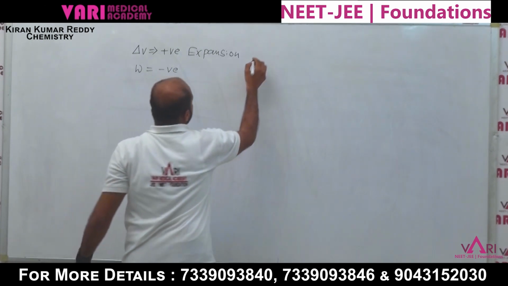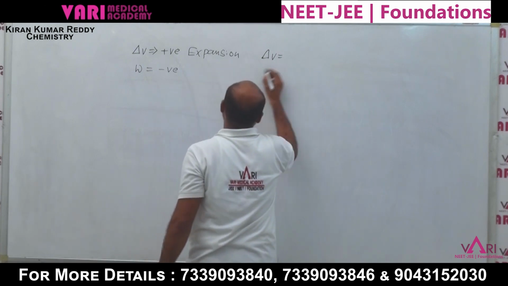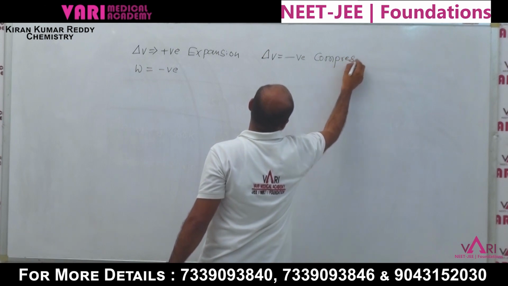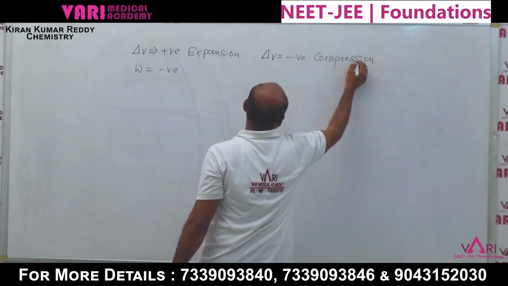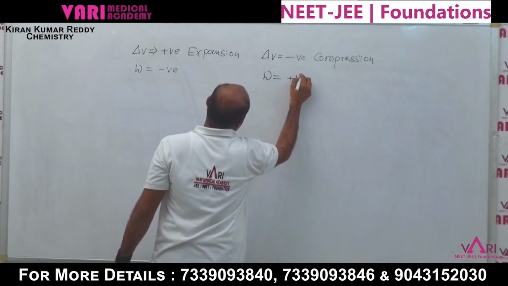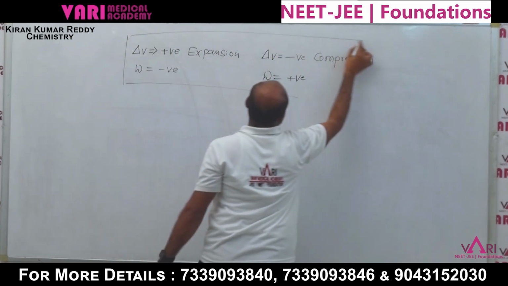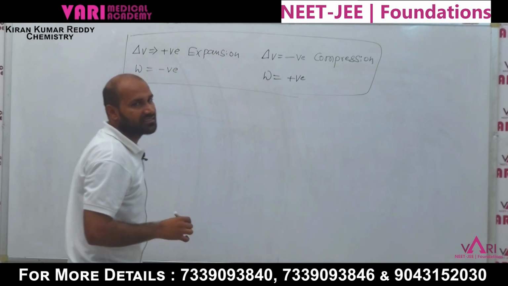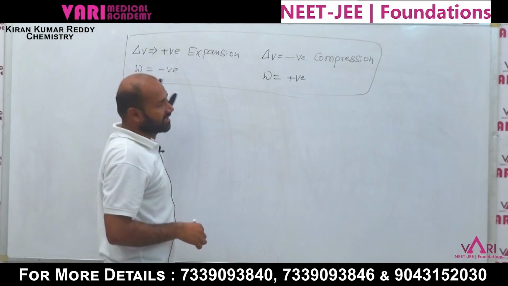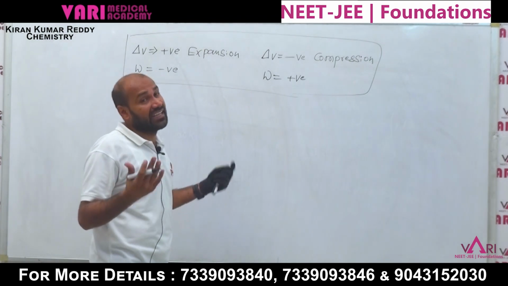Next, delta V negative means compression. Compression of gas means volume decreases, and volume decreases means W is positive. Please remember this, very important. In physics, work done on the system is negative and work done by the system is positive. But in chemistry, work done on the system is positive and work done by the system is negative.